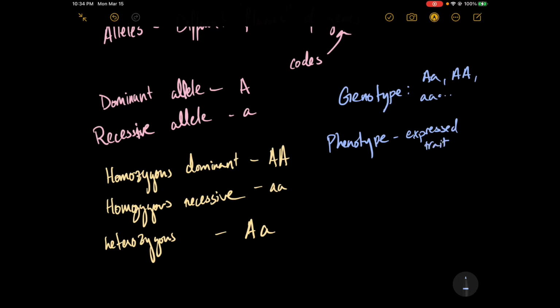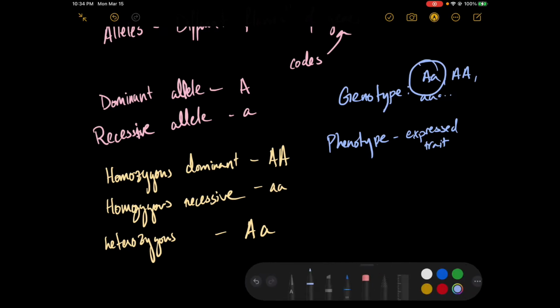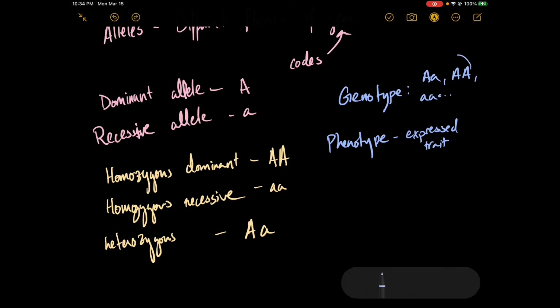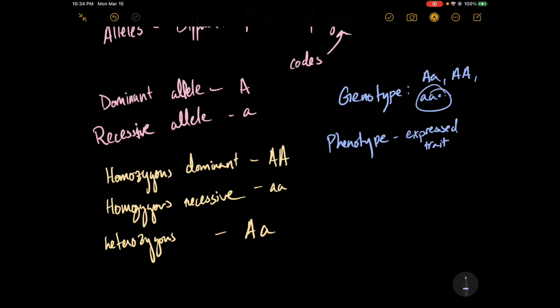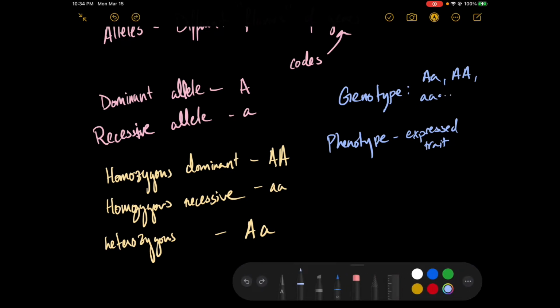So for example, if capital A meant long arms and lowercase a meant short arms, well, whenever you have capital A, lowercase a, you have long arms. Capital A, you have long arms. Lowercase a, you have short arms. That's going to be your phenotype.